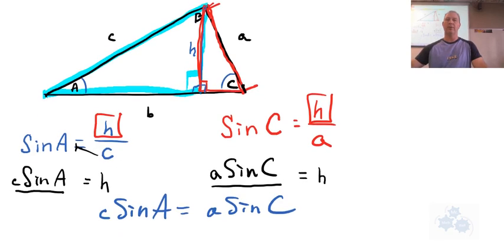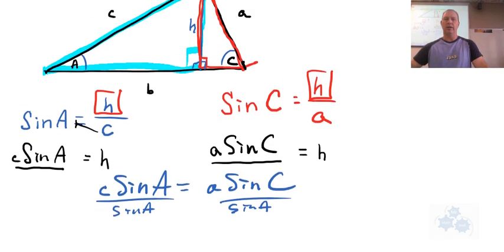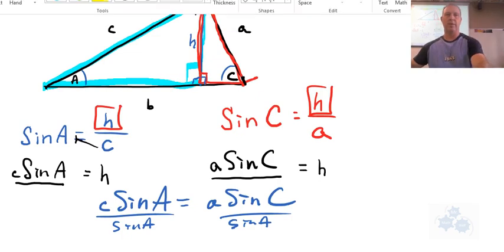And we're getting very close to a part of the sine law. So now what we want to do is manipulate this equation in such a way. First of all, I'm going to divide both sides by sine A. And then I'm also going to divide both sides by sine C, and it's going to look a little bit like this, and I'll just make some space and finish that for you.